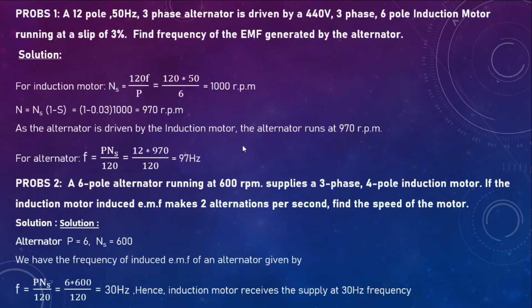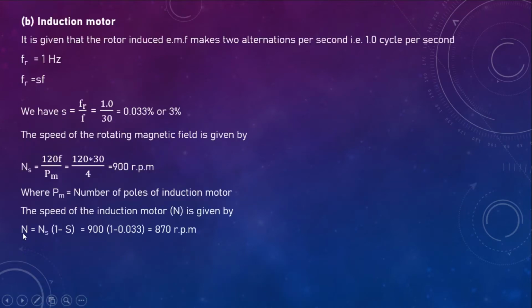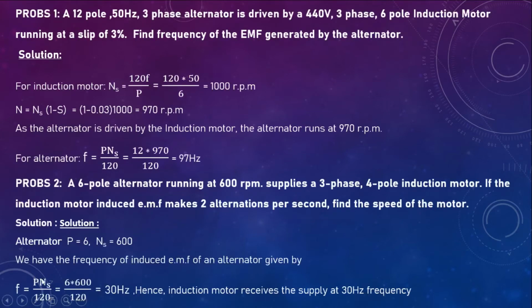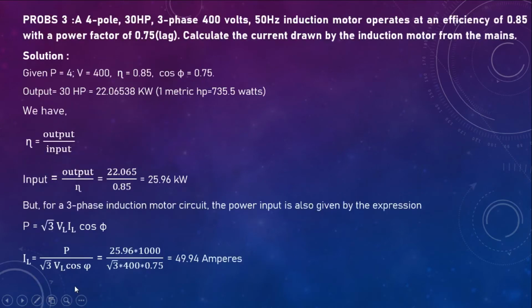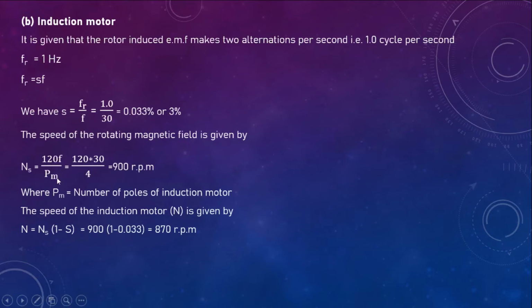So what do you want to find out actually? Find the speed of the motor, that is N we need to find out. On the way to find N, we found out the slip. Once you find the slip, then we need to find Ns. This Ns is the synchronous speed of the rotating magnetic field of the induction motor, which is different from the Ns of an alternator. This is what we want to find out: the synchronous speed of the rotating magnetic field, which is important for the motor now.